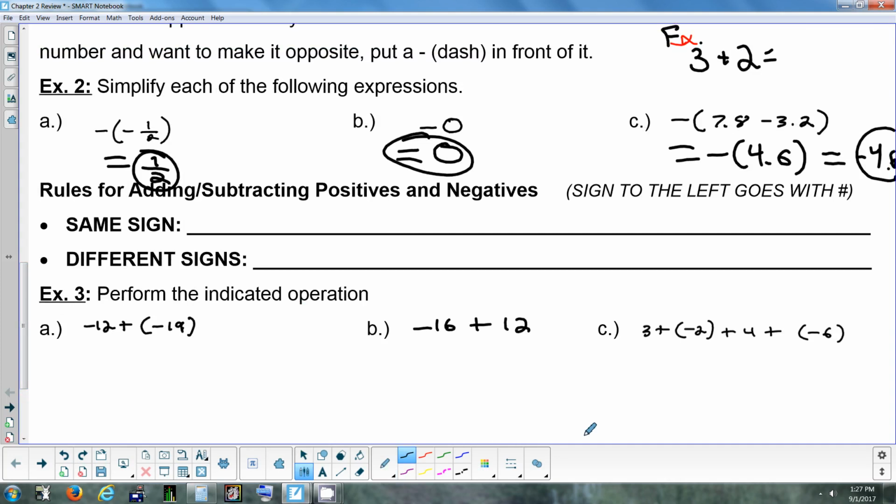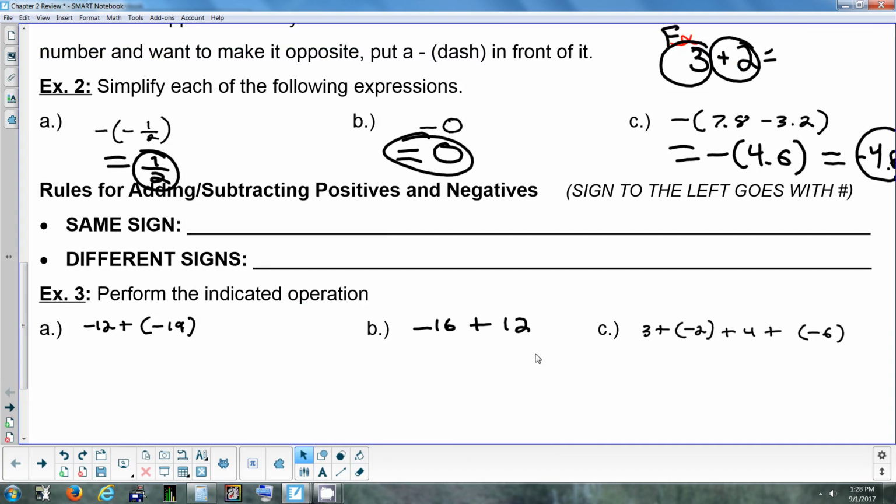So I'll say it all year, Mr. Hager will say it all year long, we're up on the board: the sign to the left always goes with the number. That's why this is a positive 3, because there's no negative sign there. And that's why that's a positive 2, because there's a positive sign to the left of it. So always look, the sign to the left always goes with the number. We'll talk about signs now.